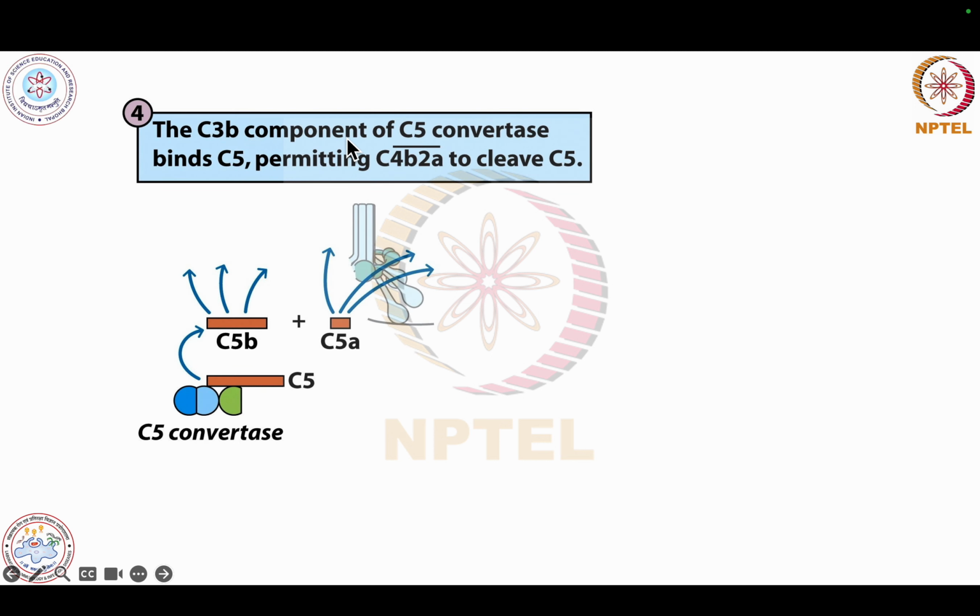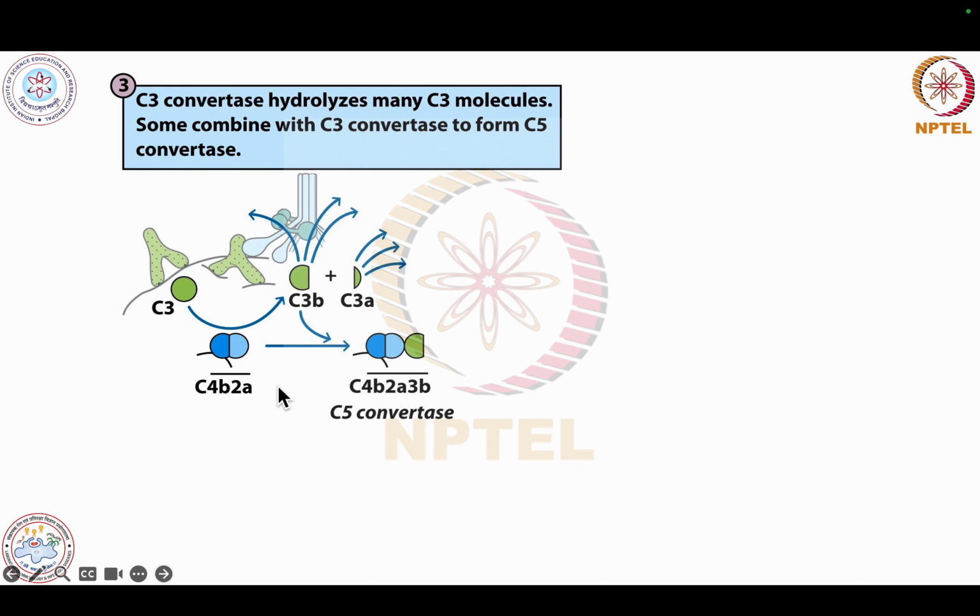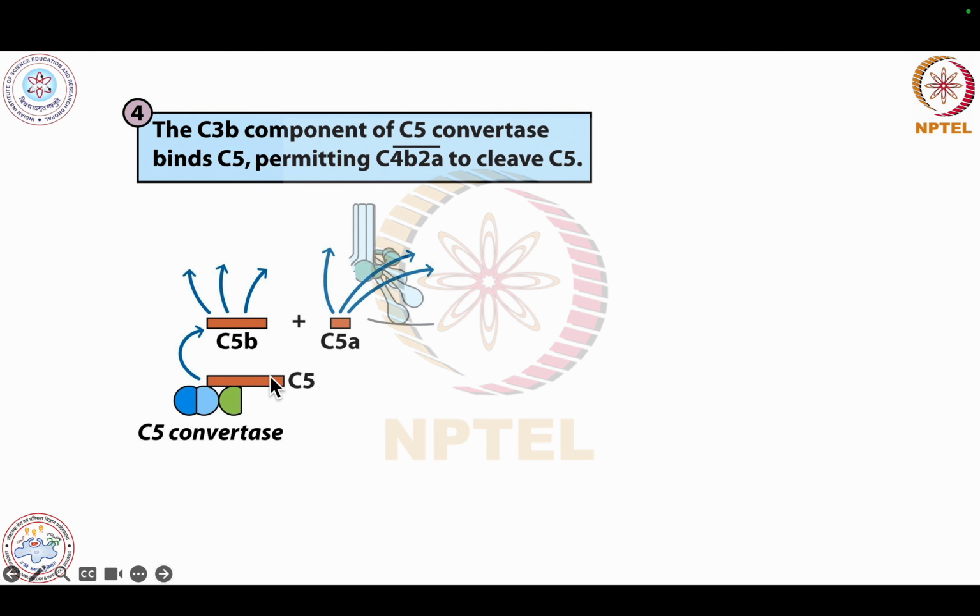The C3b component of C5 convertase binds C5, permitting C4b2a to cleave C5. Okay, so this is C5 convertase, which was C4b2a and 3b, and it binds to C5, cleaving C5 into fragments, which are C5b plus C5a.